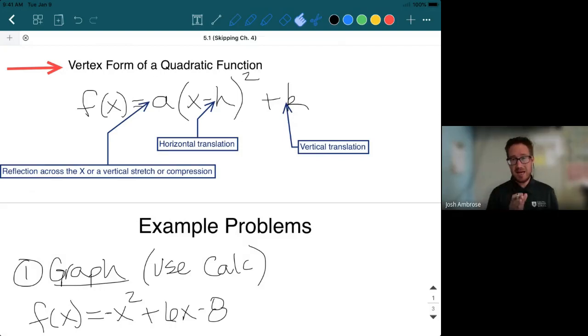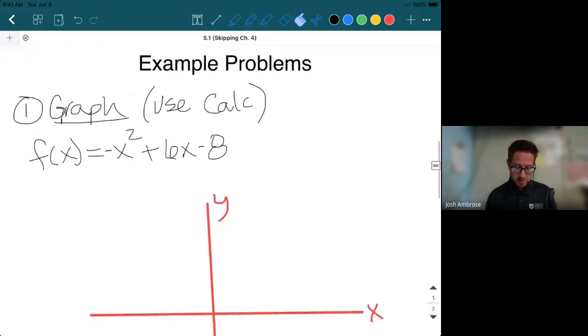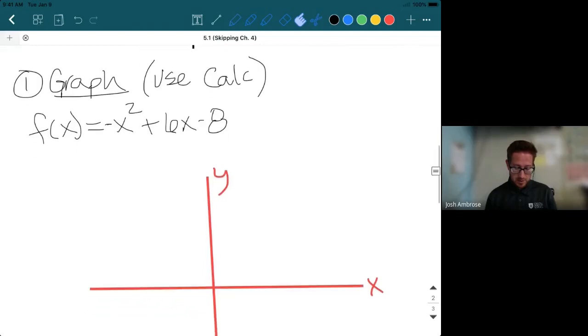When we mess with H, you will notice that is in the parentheses, only affecting x. That's when a horizontal translation shows up. When you mess with K, notice that that is out of the parentheses, and that would be a vertical translation going up or down. Okay? All right, so let's move into the first example problem here, which I'm going to want you guys to use your graphing calculators.